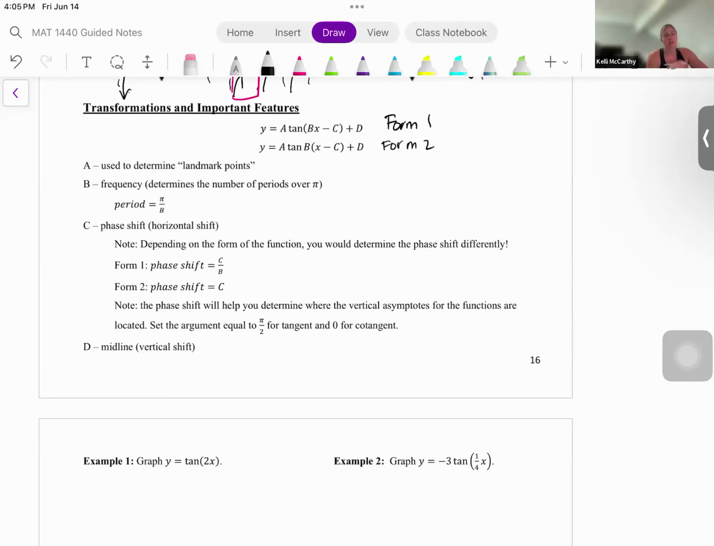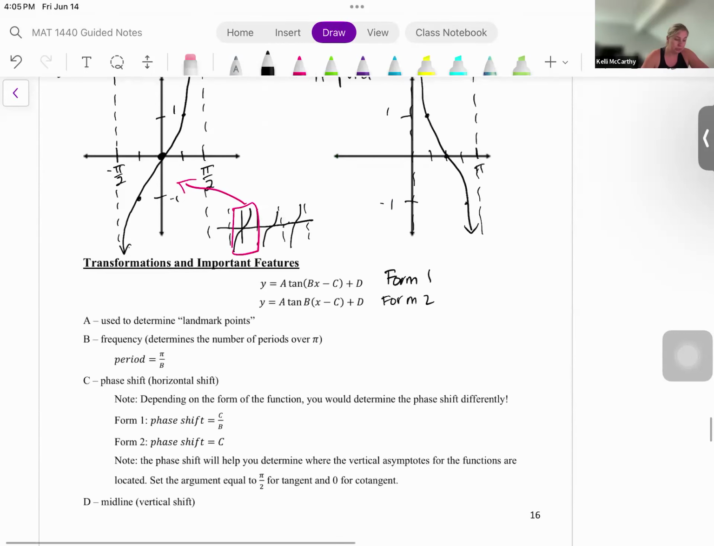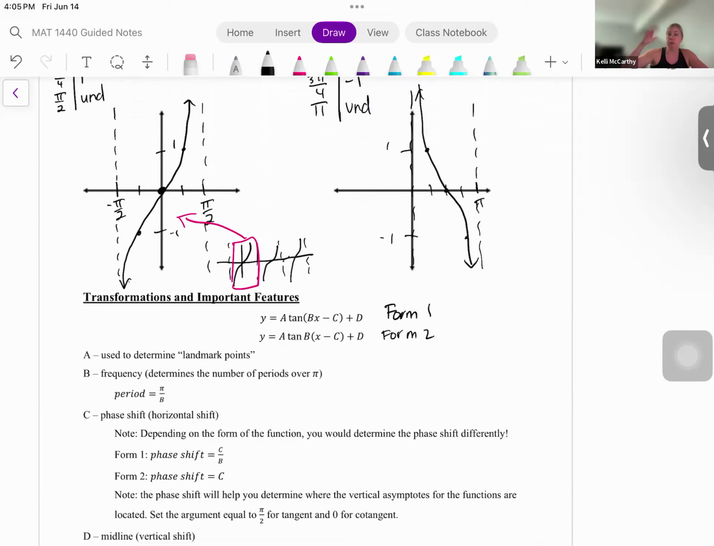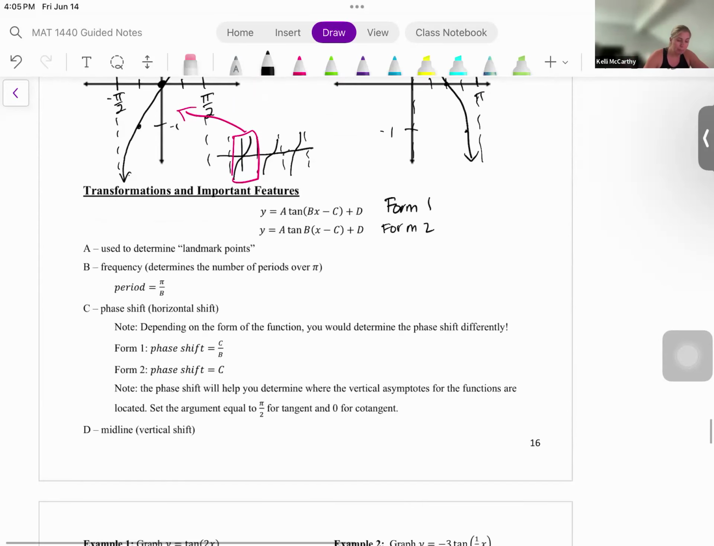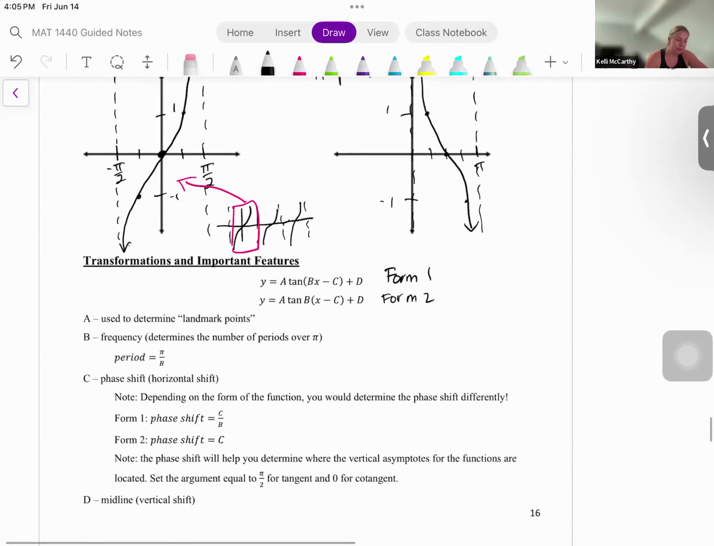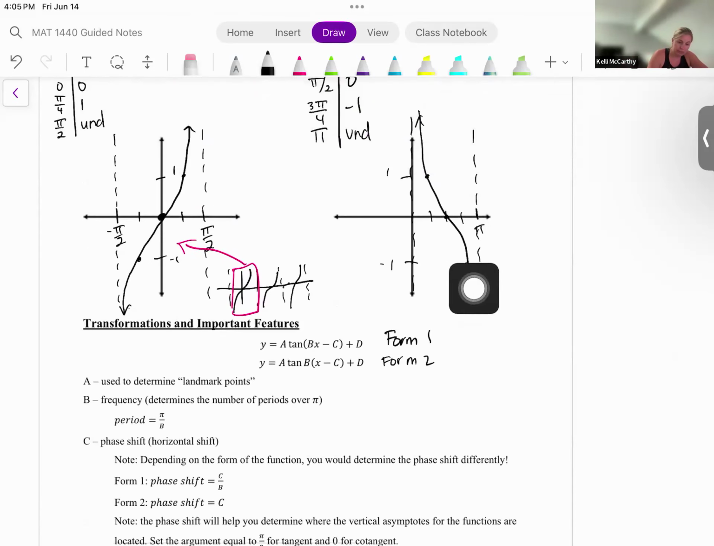So A, we don't really have amplitude in tangent and cotangent because we don't have maximums and minimums. If we look at these graphs, they go on forever and ever in both directions. So the range is -infinity to +infinity. We have no extrema there. But we do use A to identify our landmark points, primarily those points here and here, here and here. That's going to be determined by that value of A.